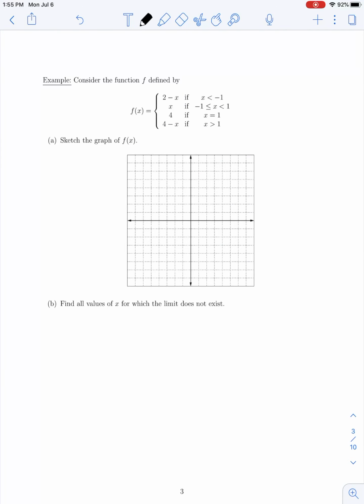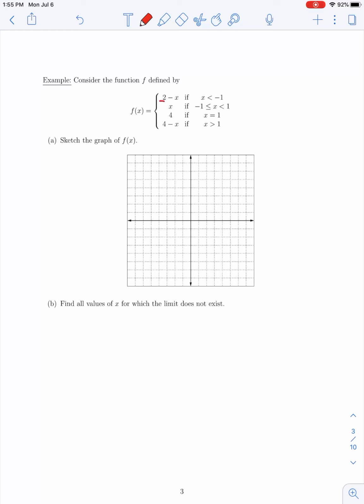So let's consider a similar problem. Here we are given a function f, which is piecewise, and it's defined in the following way. And in part A, we're asked to sketch the graph of that function, f of x. So let's see if we can sketch this graph in pieces. So here, let's maybe sketch it out from left to right.